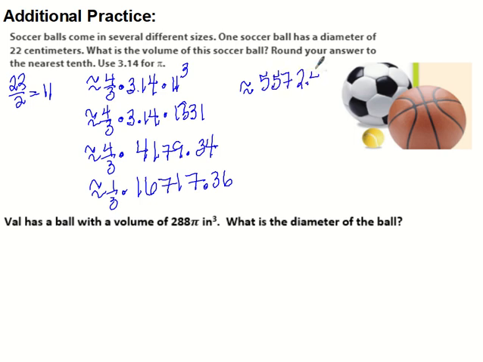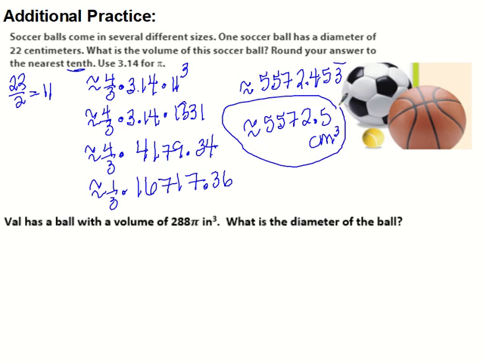5,572 and 45 hundredths and 3 thousandths repeating, but it does let me round to the nearest tenth. So I'm going to say it is about 5,572 and 45, because the 5 bumps the 4 up, and it was centimeters cubed.